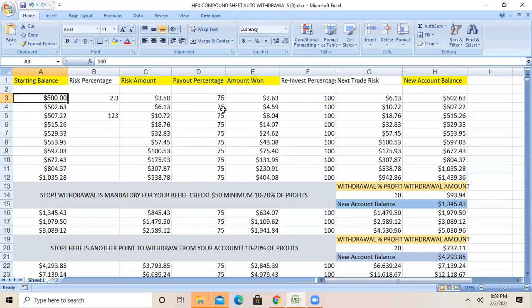$6.13. We won 75% of that. Here's our win, $4.59. Now our account is increasing. Let's get down a little bit further so you get the flow of how this works. Let's get down to 1, 2, 3. Let's make it $5.29.